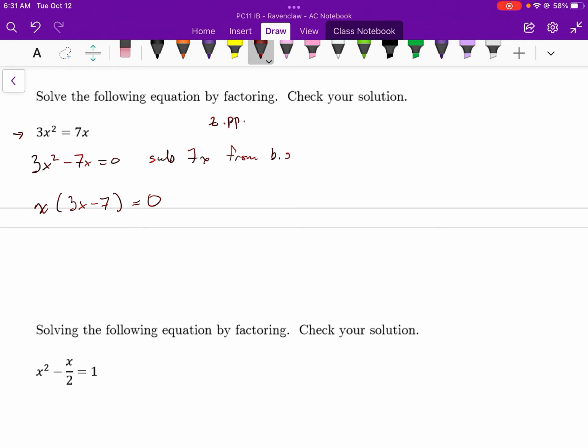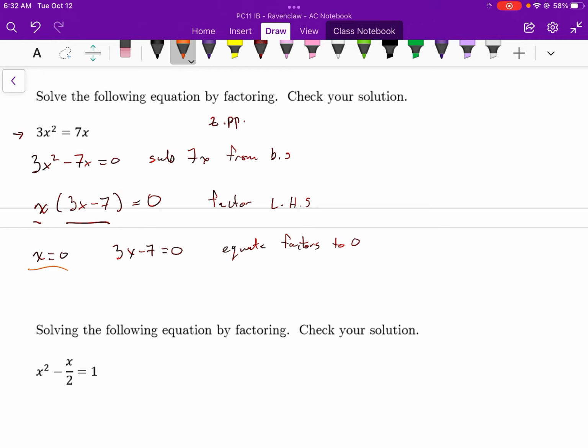The next thing I do is notice I have two factors. I set the first factor equal to 0, and I set the second factor equal to 0. So then I simply solve. My first factor here, x minus 0, x is equal to 0, is a solution.